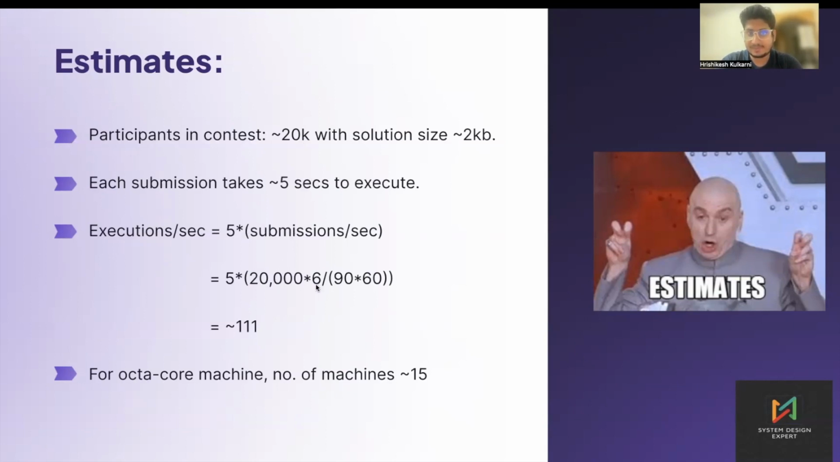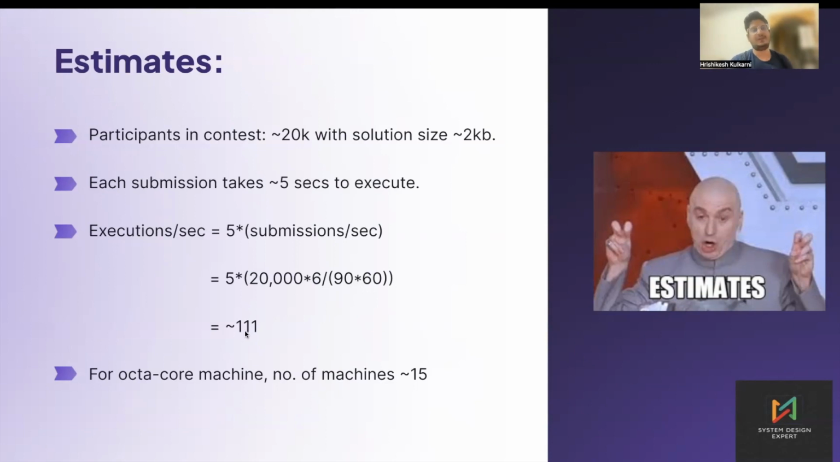Then the factor of six comes in, where we assume that for each set of problems, let's say there are 3 or 4 problems in the contest, there are on average six submissions provided by each user. This can vary, since some users may submit only the first problem, or they may go for all 4 problems, and there will be some wrong answers along the way. So we can assume the number of submissions per user is going to be 6 divided by 90, where 90 is the contest duration, so 90 into 60 to convert minutes into seconds.